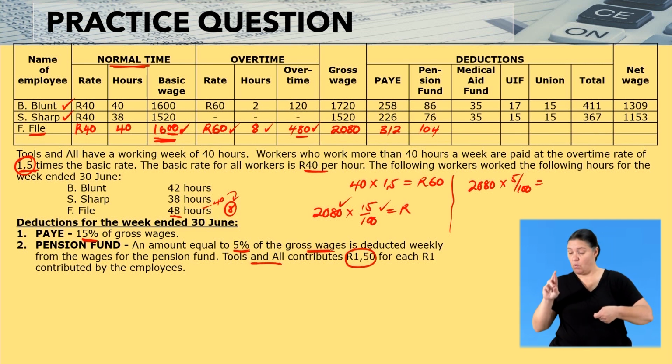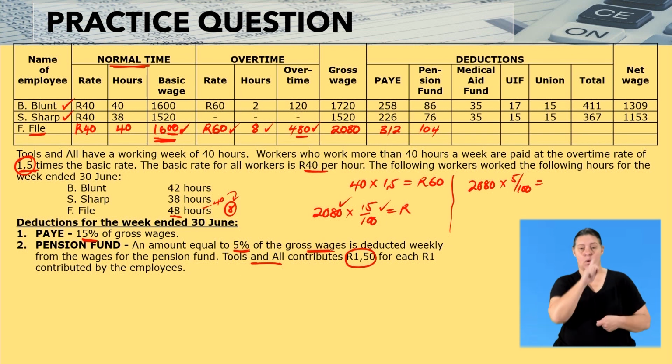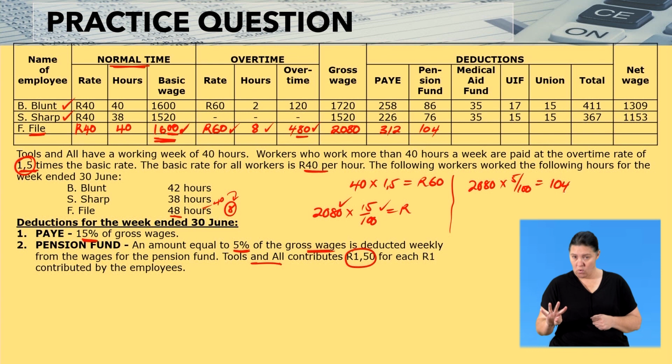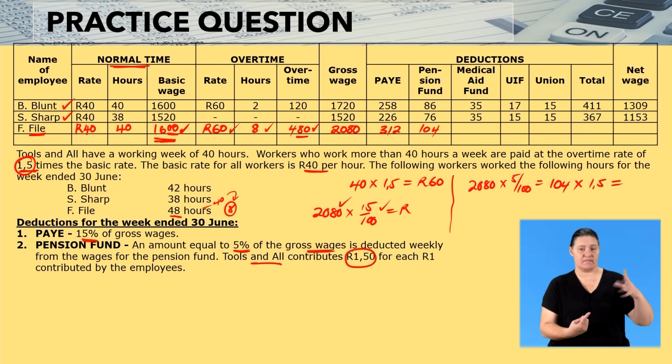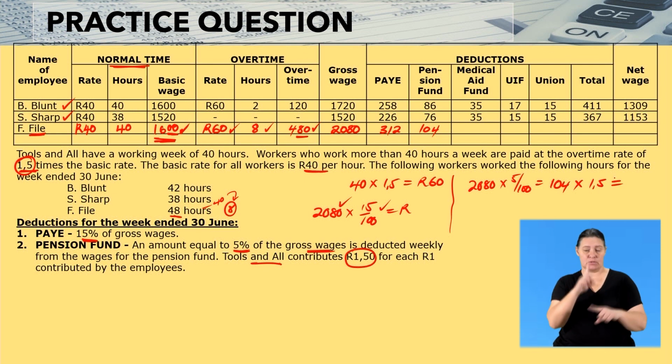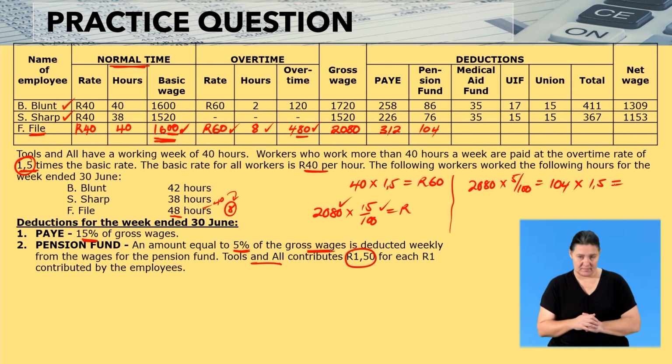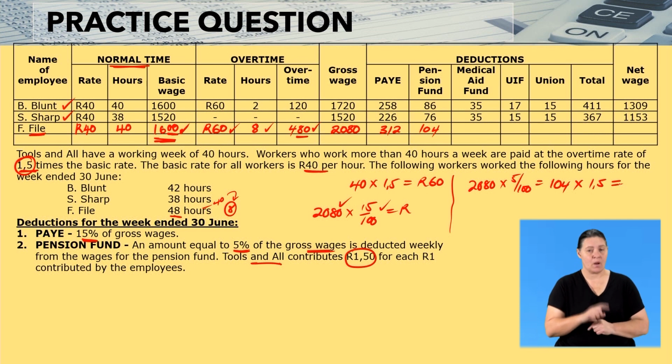It then goes on to say, Tools and All, this is the name of the company, contributes 1.50 Rand for each 1 Rand contributed by the employees. That means from the 104, the company is going to contribute 1.50 Rand for every 1 Rand. So I'll say 104 times 1.5 when I am now doing my contributions. Keep that in mind when I do my contributions.